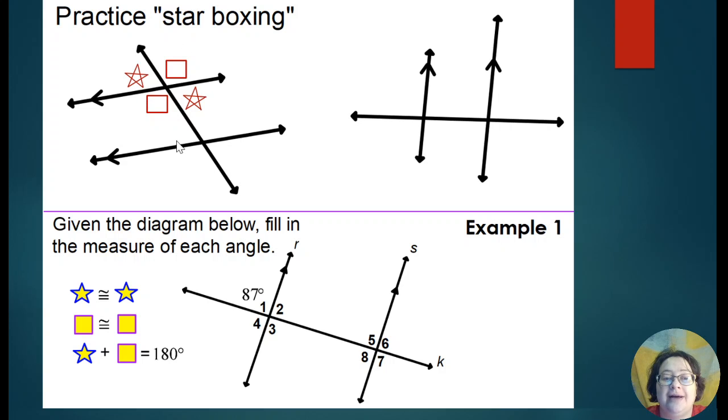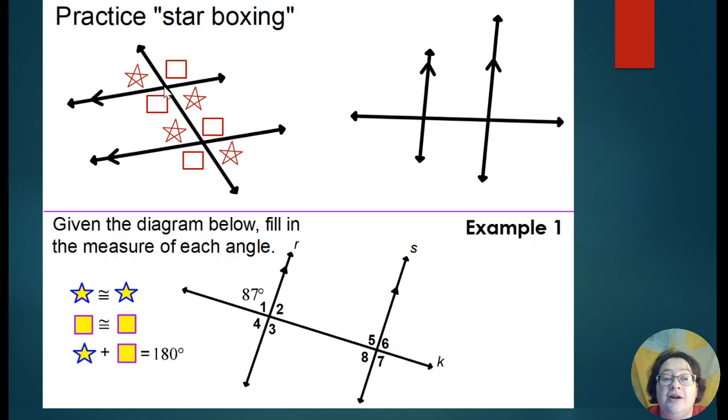So now I'm going to go down to the next set of angles, and I'm going to start star boxing here too. So I still want to start in the upper left with a star, and then I'm going to go in the same circular pattern, star, box, star, box. And you notice here, I don't have a star and a box.